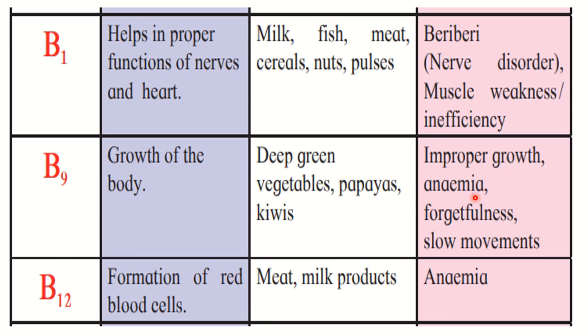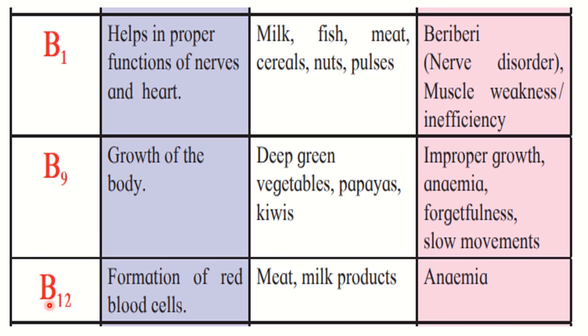Okay, that is, less hemoglobin level is called anemia, or the blood in the body is less. Then forgetfulness, this is one disease in which a person forgets things, and slow movements. So all these are the deficiency diseases which are caused by lack of vitamin D.